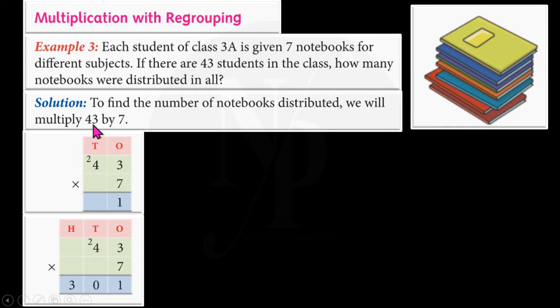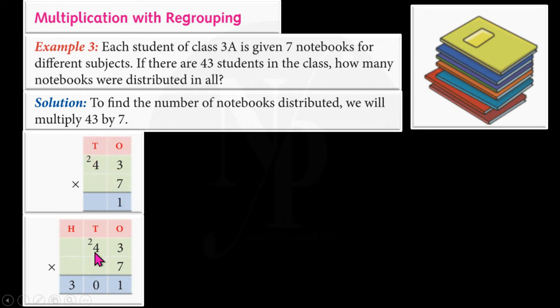So the multiplication of 43 by 7 can be explained in 2 steps. In the first step, we multiply the digit at ones place by 7. That is, on multiplying 3 by 7, what do we get? 7 threes are 21. Therefore we regroup 21 as 2 tens and 1 one. So 1 one is written in ones column, and 2 tens are carried forward to the tens column.